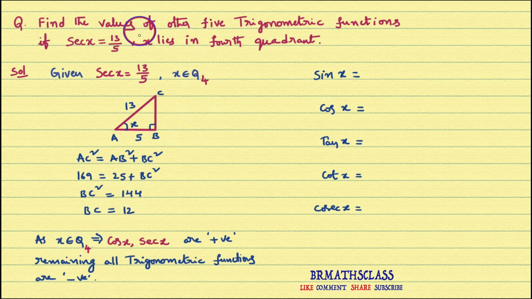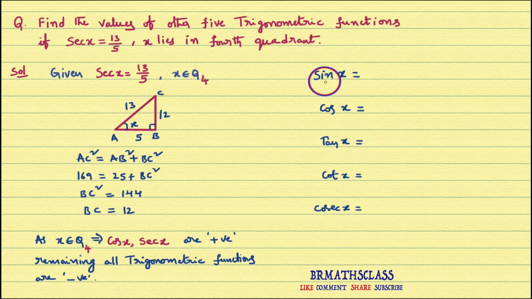Now, as they mention, x lies in the fourth quadrant. In the fourth quadrant, we know which trigonometric functions are positive: cos x and secant x are positive. The remaining trigonometric functions are negative. Now, here we got BC is 12. As we know the sides of the right angle triangle and we know which quadrant x lies in, now we are able to write all these values.